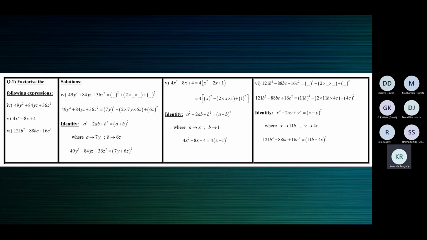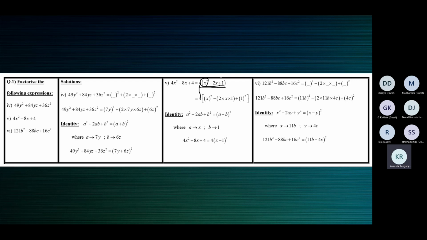So 4 common, and the expression looks like this. That's the first step. Now, don't worry about the 4. 4 is simply going to come out as it is. Look at the expression inside the bracket: x square minus 2x plus 1. Here we have two perfect squares.